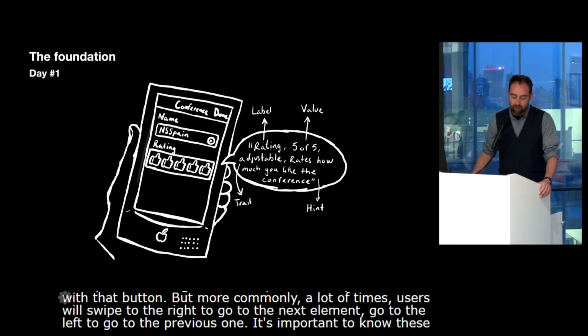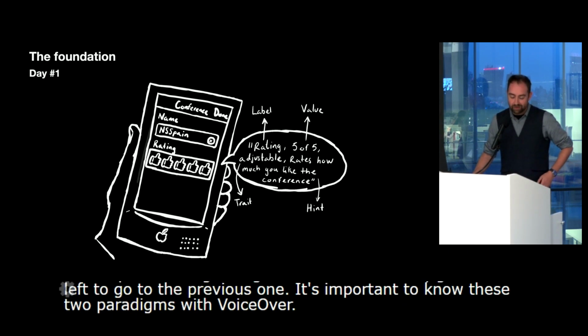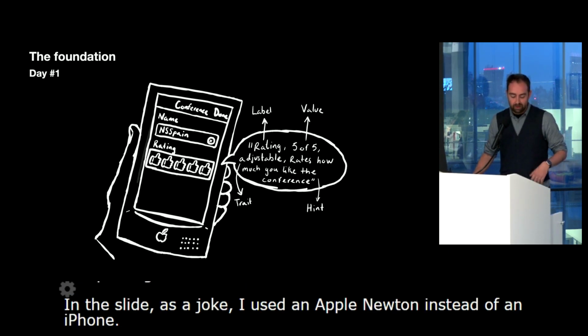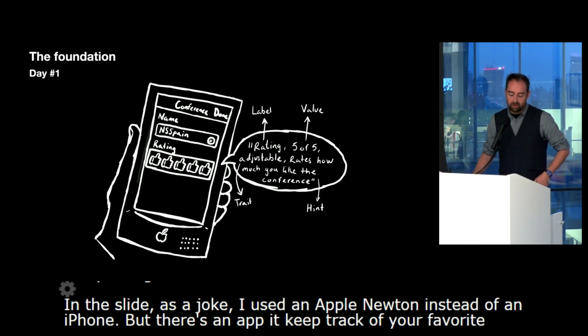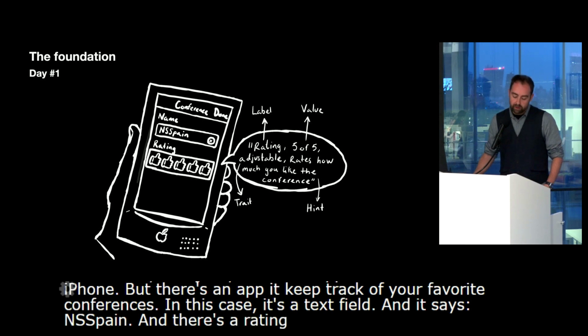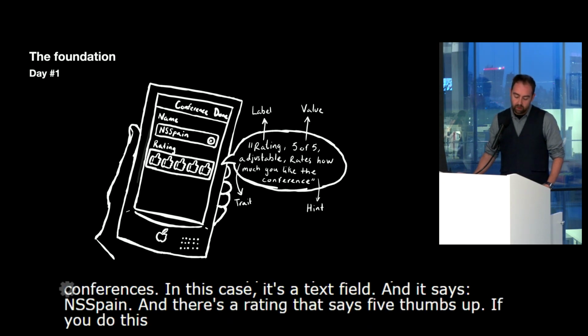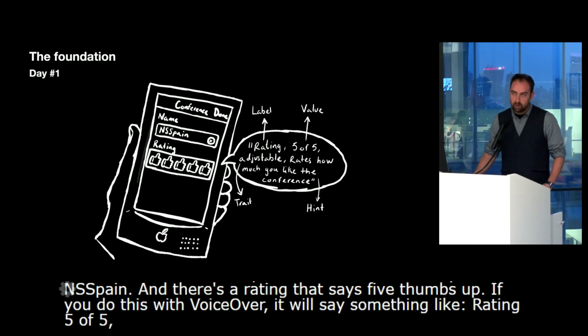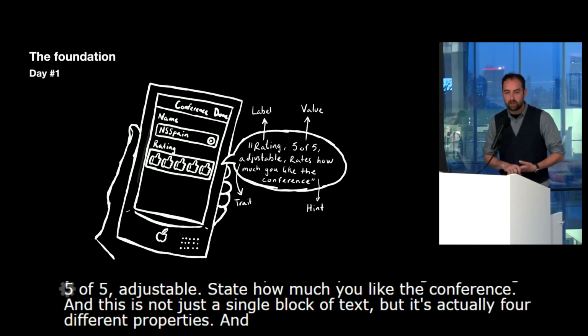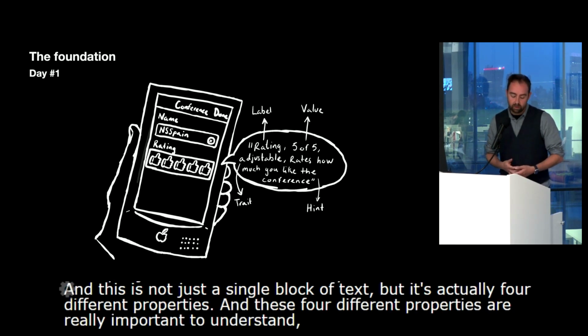Cool. So in the slide, as a joke, I used an Apple Newton instead of an iPhone, but there's an app to keep track of your favorite conferences. In this case, there's a text field, and it says in Spain, and there's a rating component that is 5 thumbs up. If we select this component with VoiceOver, it will say something like rating 5 of 5, adjustable, rates how much you like the conference. And this is not just a single blob of text, but it's actually 4 different properties. And these 4 different properties are really important to understand how the accessibility model works in iOS.